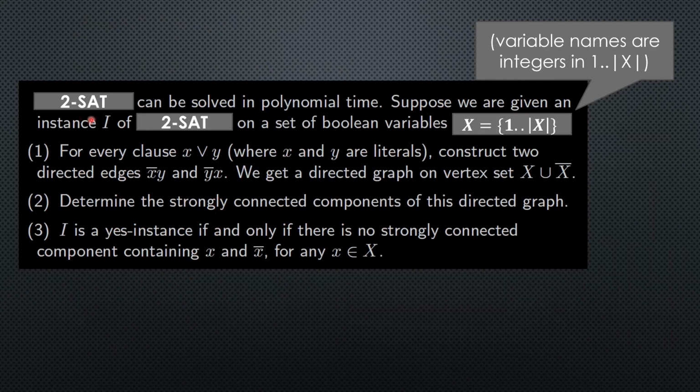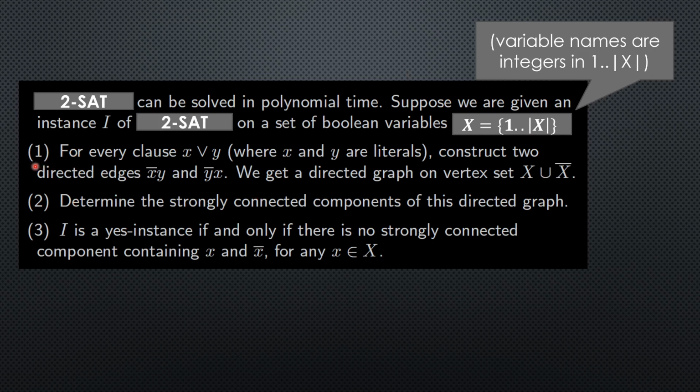So 2SAT can be solved in poly time. Suppose we're given an instance of 2SAT on a set of Boolean variables. We'll name the Boolean variables just 1 up to the cardinality of X, like 1 to n. So just like we name the nodes in a graph 1 to n usually, we'll just name the Boolean variables 1 to n. So the clauses will contain like 3 or not 3, and 4 or not 4.